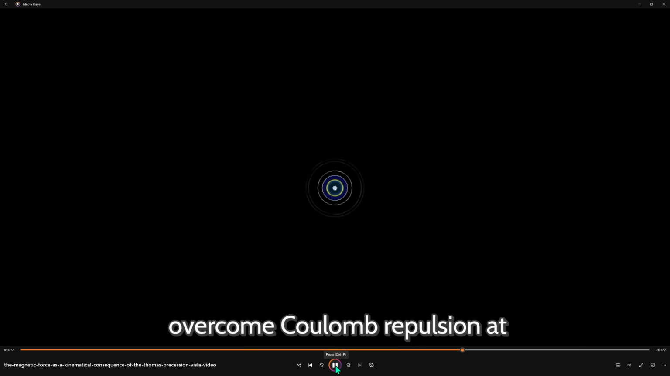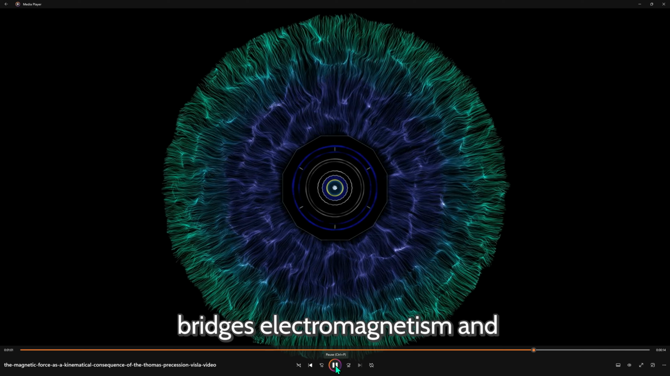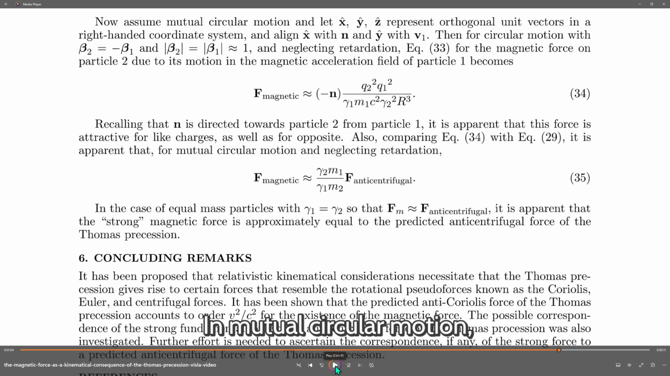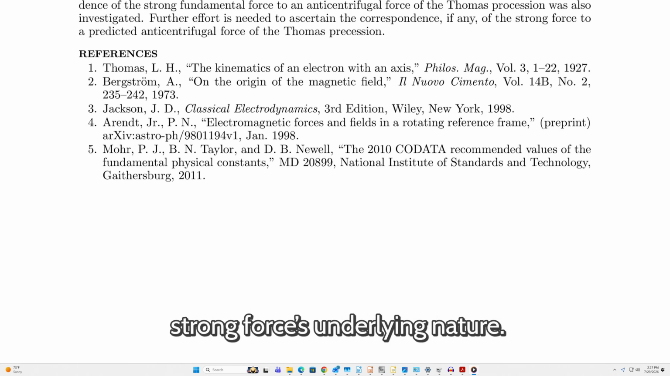When anticentrifugal forces overcome Coulomb repulsion at femtometer scales, theory hints at parallels with the strong force. This surprising derivation bridges electromagnetism and nuclear binding. In mutual circular motion, derivations converge. Concluding remarks show Thomas precession not only explains magnetic effects, but may illuminate the strong forces underlying nature.